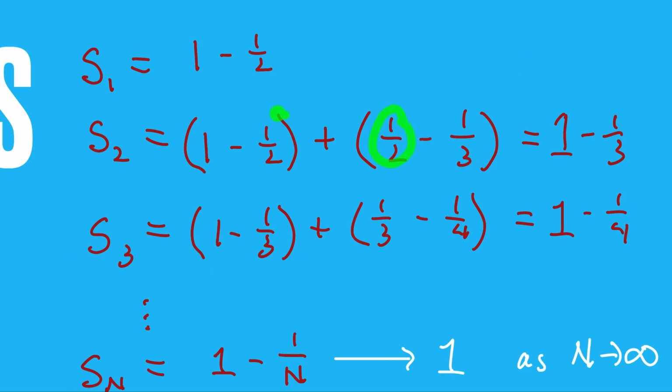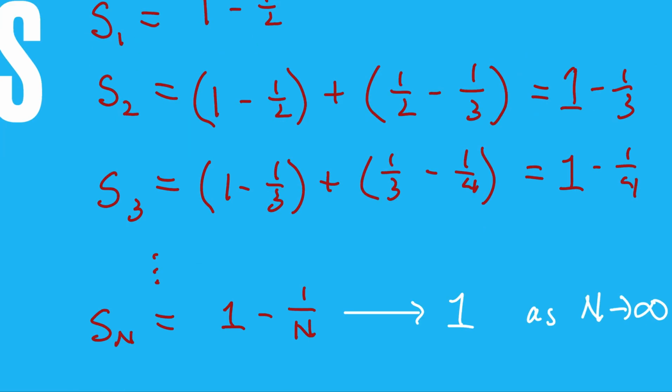And here's that telescoping action. We get a nice cancellation. So we see that we started with 1 minus 1 over the index plus 1, and that repeats: 1 minus 1 over the index plus 1. Go on to S3. S3 is S2 plus the next term. The next term is 1 over the index minus 1 over the index plus 1. Again, telescoping action of cancellation leaves us with S3 being 1 minus 1 over the index plus 1.